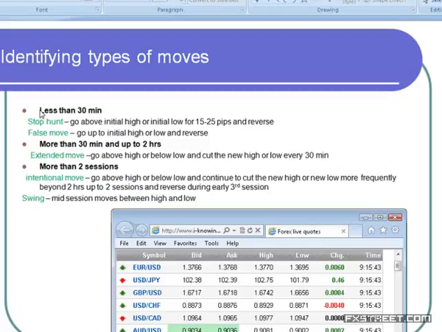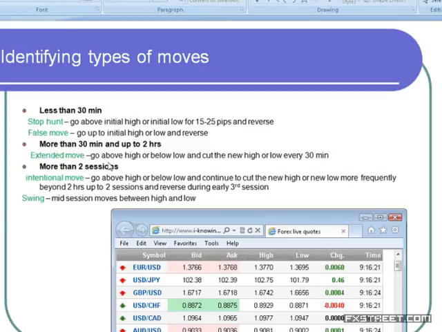So these are all the types of moves. Less than 30 minutes, a move is a stop point or a false move. A false move is the one in which they come up to the initial low or up to the initial high and reverse. A stop point is the one they have done in the case of euro during the gap time. So either during the gap time or during the early session, they try to make the stop point. A stop point is a move which happens in less than 30 minutes. So in less than 30 minutes, they have to reverse and come to the initial level. Only then it is considered a stop point.